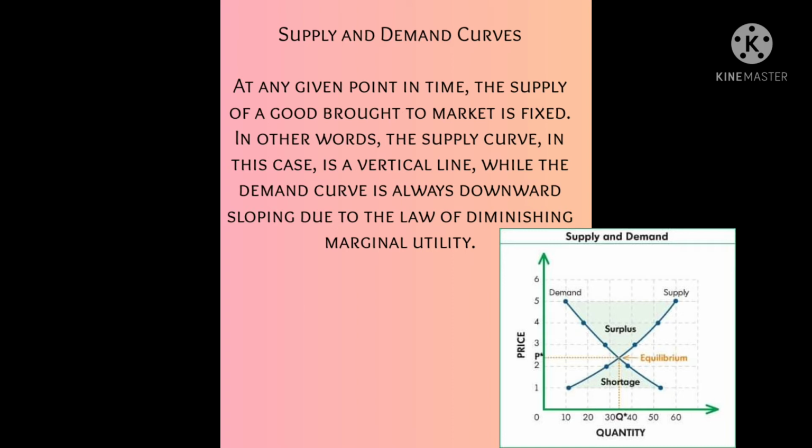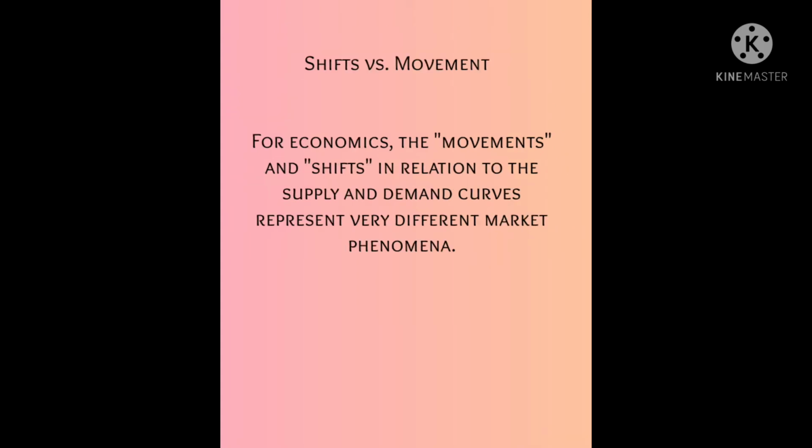Over longer intervals of time, however, suppliers can increase or decrease the quantities they supply to the market based on the price they expect to charge. So over time, the supply curve slopes upward. The more suppliers expect to charge, the more they will be willing to produce and bring to market.